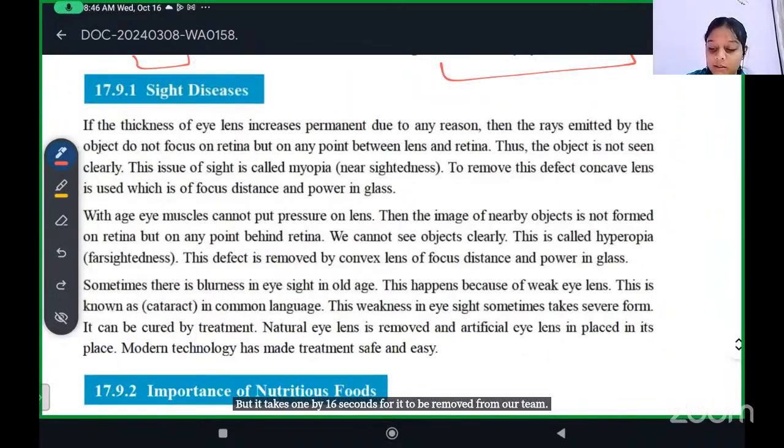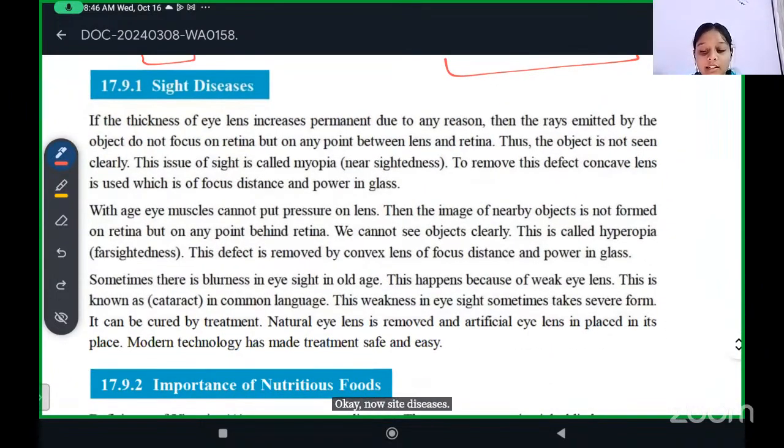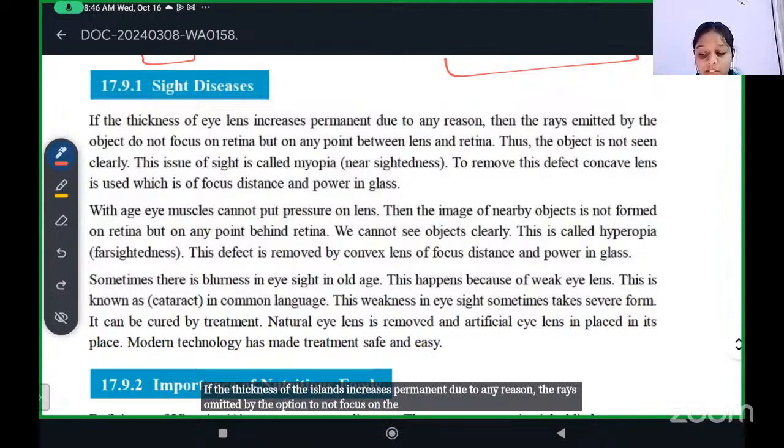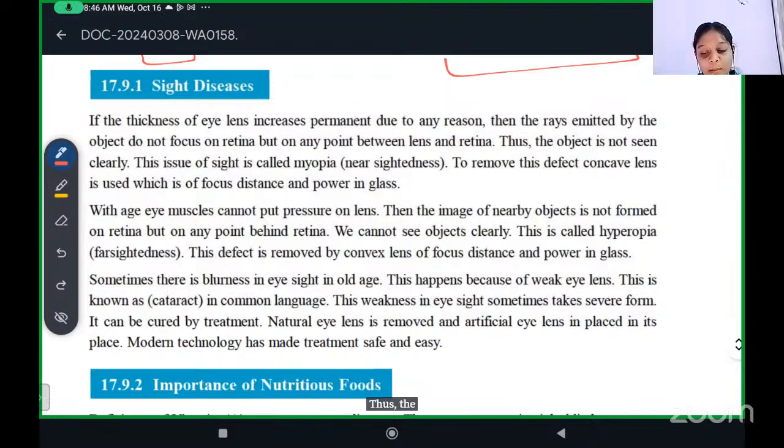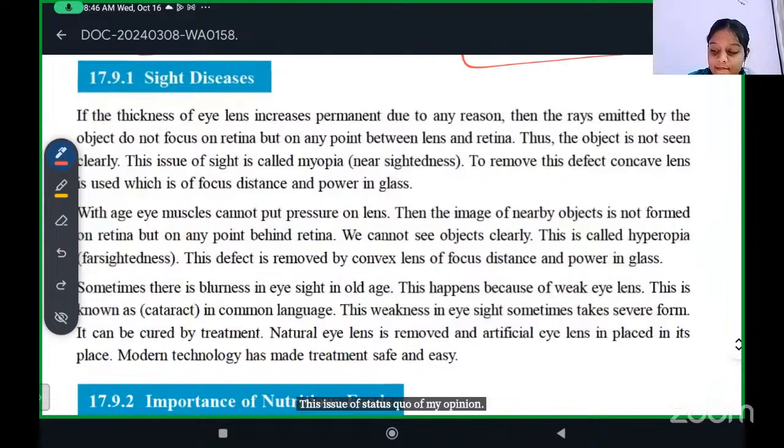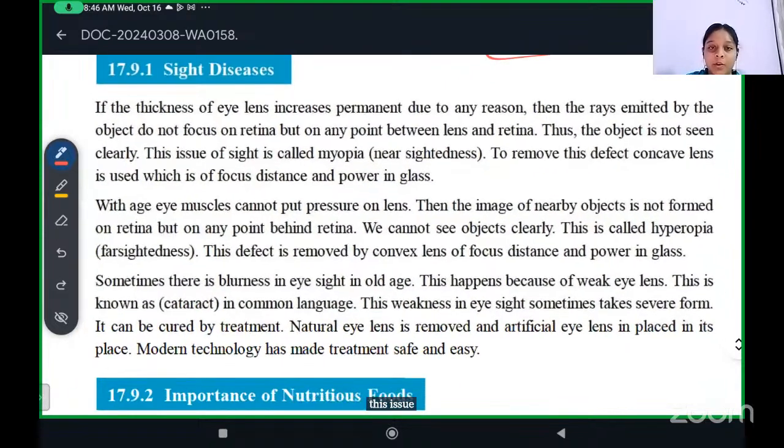Now, sight diseases. If the thickness of the eyelids increases permanently due to any reason, then the rays emitted by the object do not focus on the retina but on a point between the lens and retina. Thus, the object is not seen clearly. This issue of sight is called myopia.